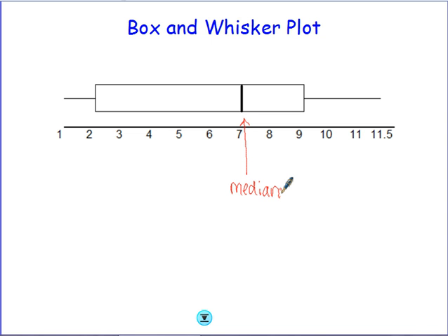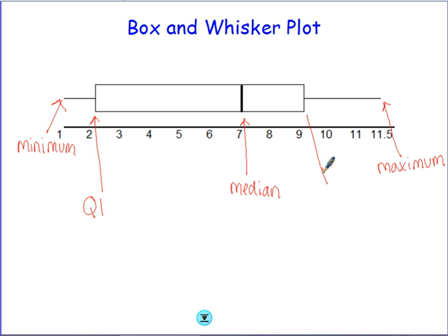The very ends of your whiskers, this guy is what we refer to as your minimum, because he's the very lowest part of the graph. This guy right here, he's referred to as the maximum, because he's the very highest part of your graph. And then you got the 2 edges of the box. This edge right here is your Q1, or your first quartile, and this guy here is your Q3.